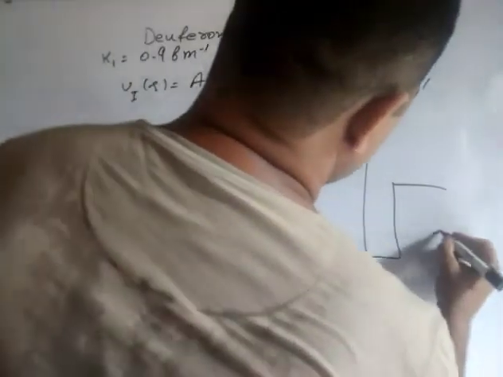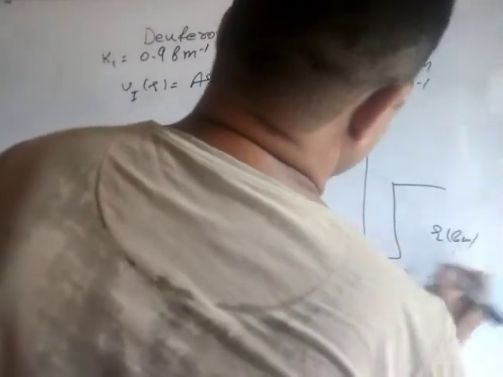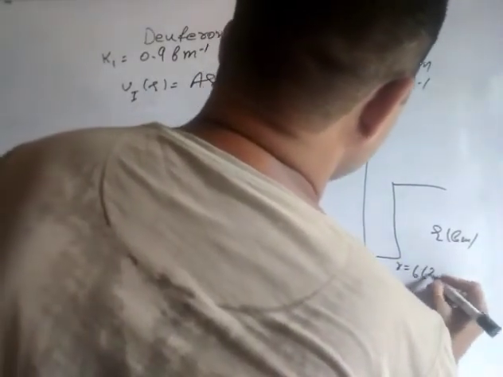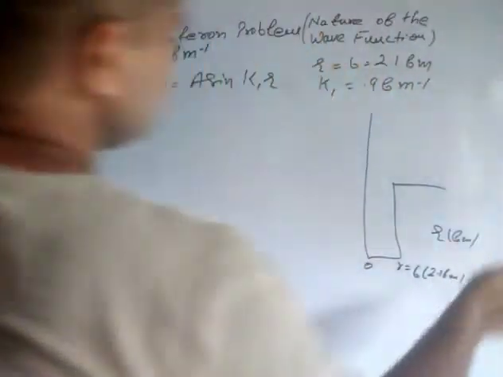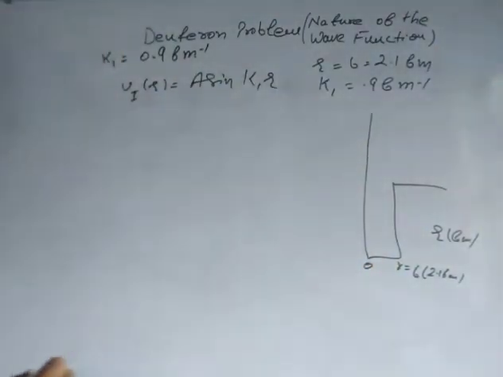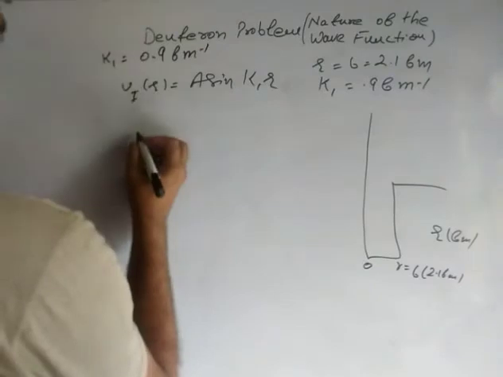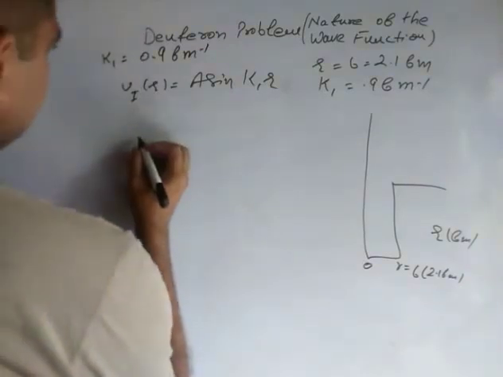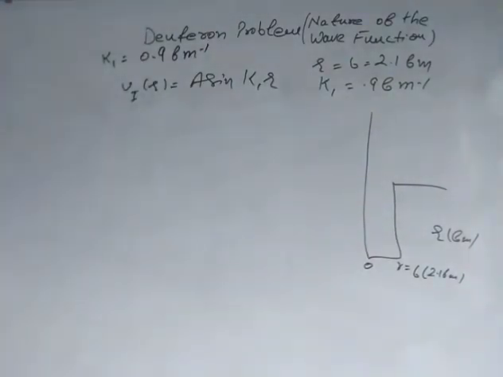This is 0. This is r in femtometer. This is r equal to b, which is 2.1 femtometer. Outside this you have the potential equal to 0. So at the edge of the well, let us calculate u1(r). Okay. So let's do the calculation of u1(r) at the edge of the potential.